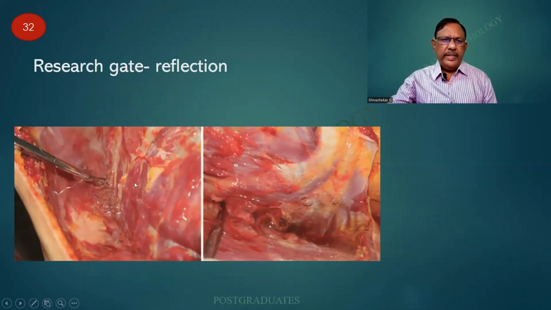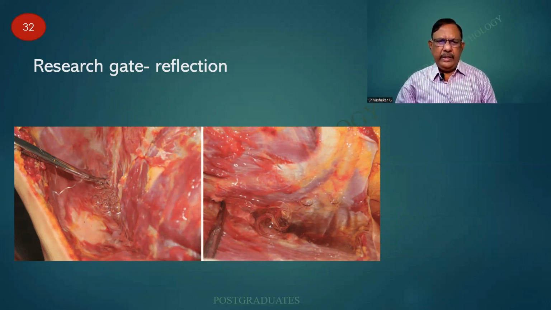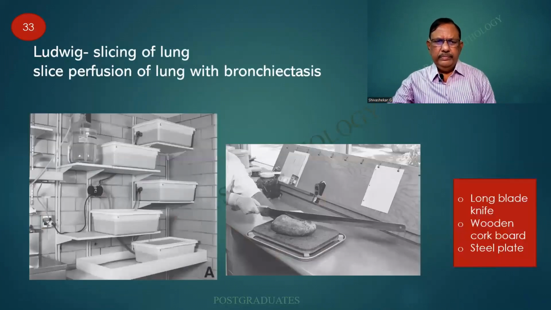This is the reflection that I had been talking about earlier. So these are the ribs that I'm seeing, and there's a skin that is being reflected, and it has to be teased. Sometimes we'll have to look for any effusion, if at all we do suspect. See how beautifully it is being done, and all the intercostal muscles are being retained intact. So this is the multiple step perfusion that has been recommended by Ludwig.